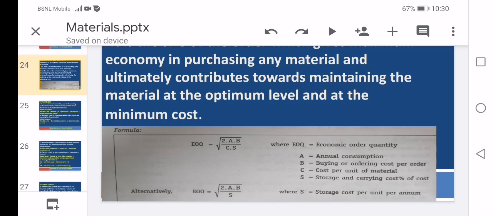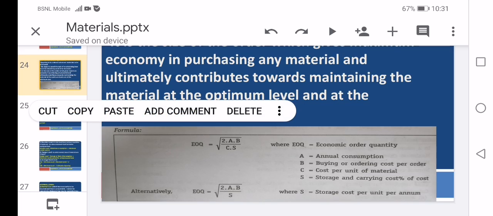B is buying or ordering cost. When you buy the goods, when you buy the material, for every order you have to incur some cost. That cost is called buying cost or ordering cost. C, cost per unit of material, that is the price of the individual unit. And similarly, S is storage and carrying cost, which is also known as holding cost, which is always calculated as a percentage of the cost.